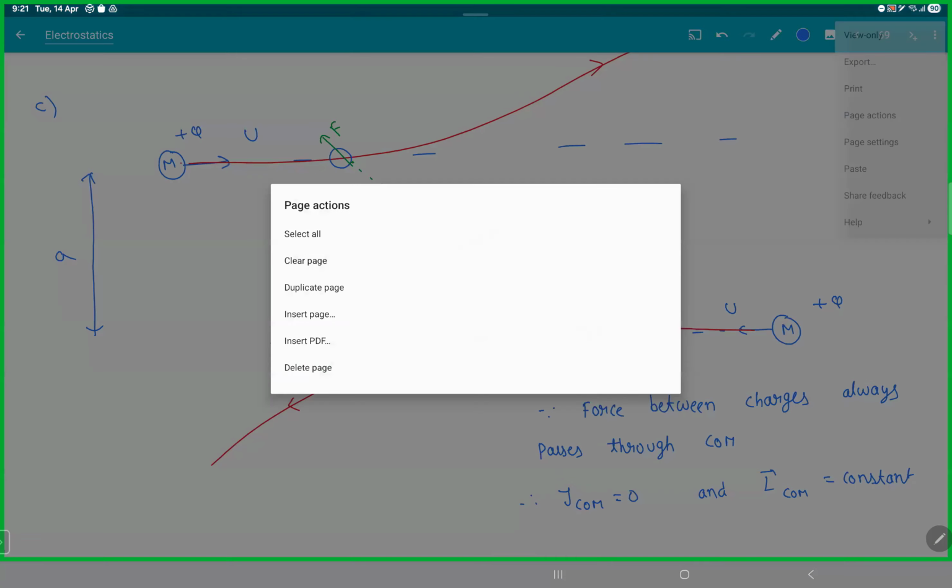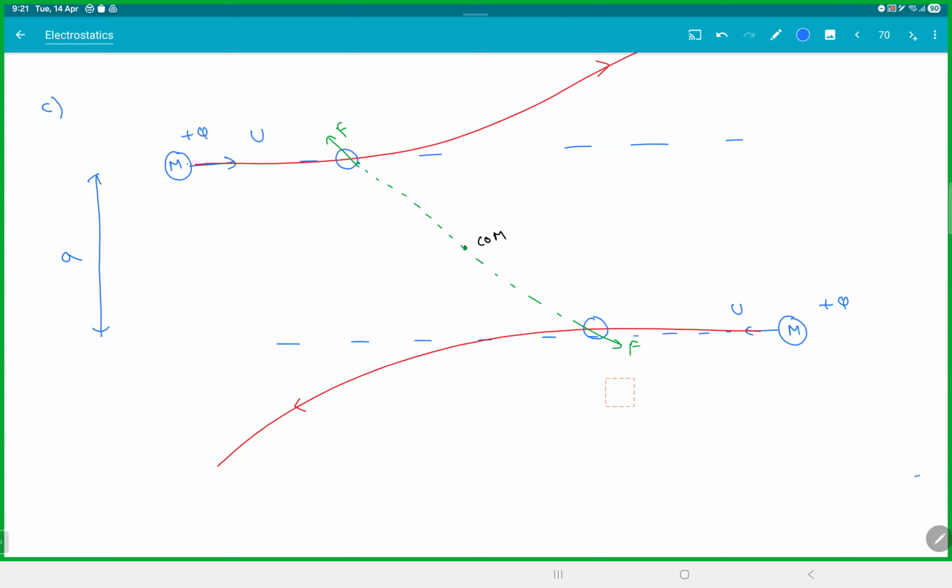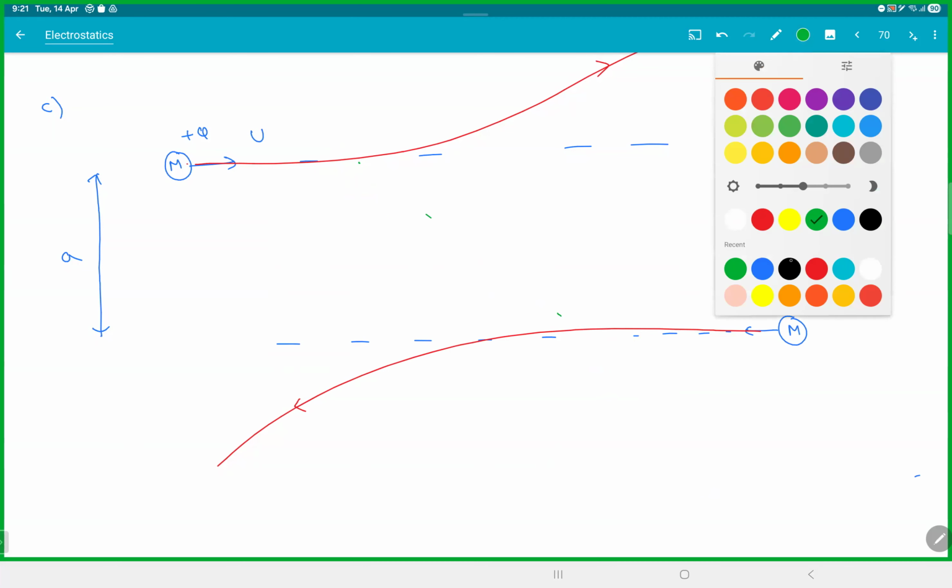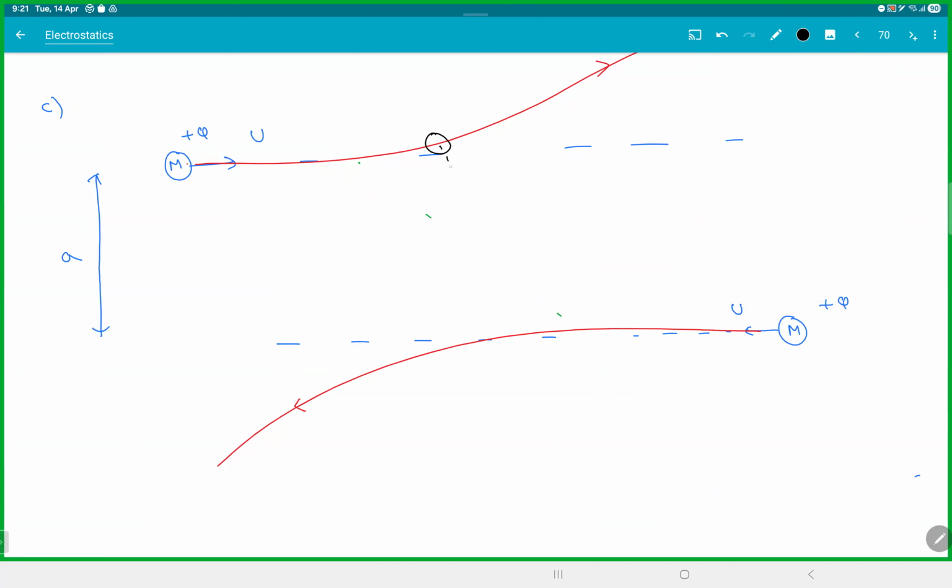So now, if you look at the picture, let this be d minimum. So this will be d by 2, this will be d by 2. Let it be here. This is the center of mass.